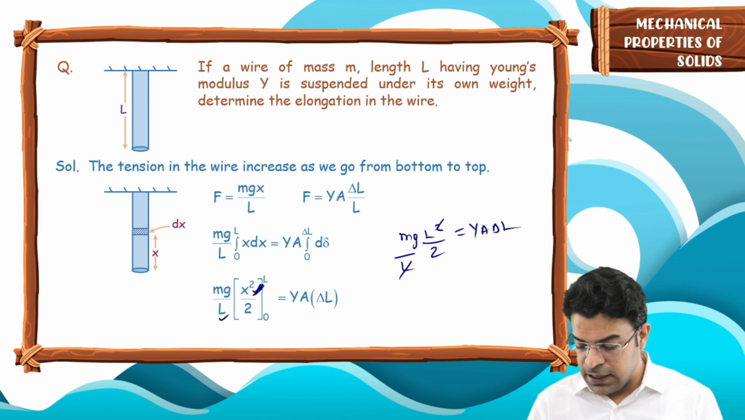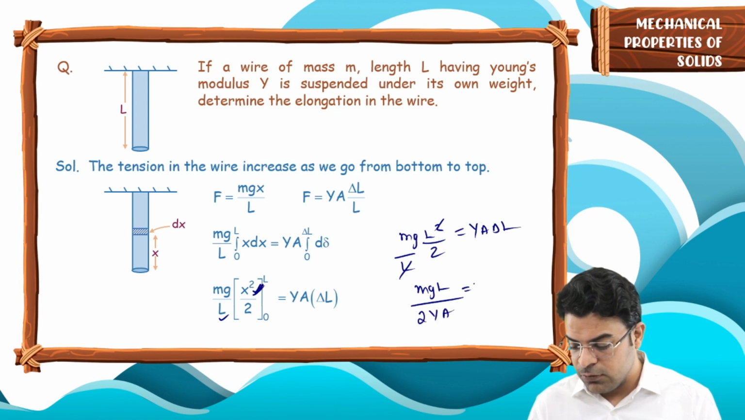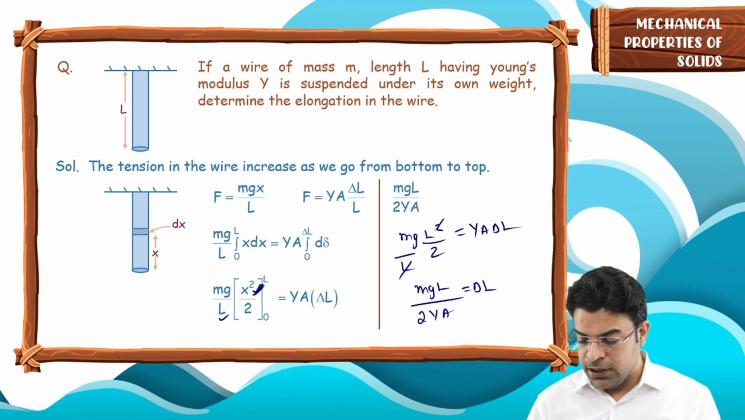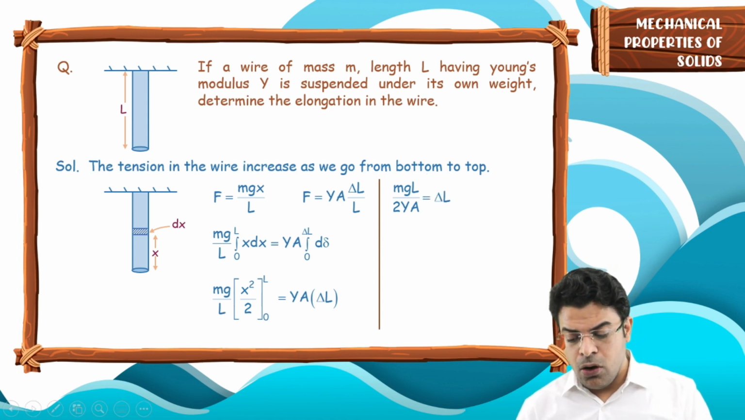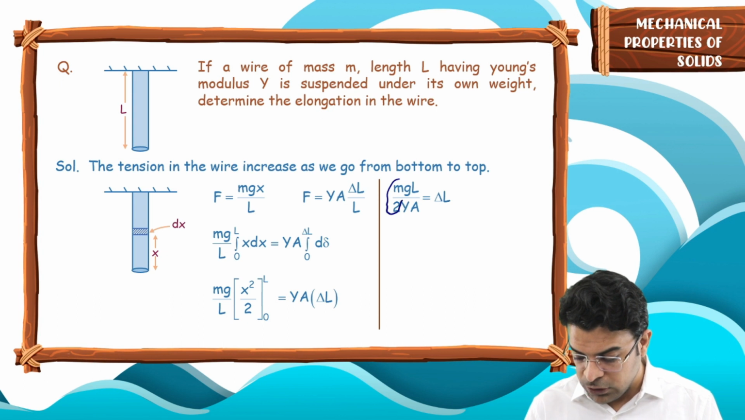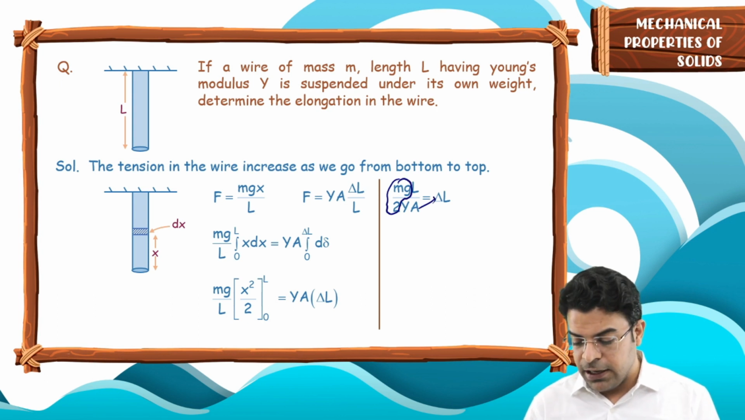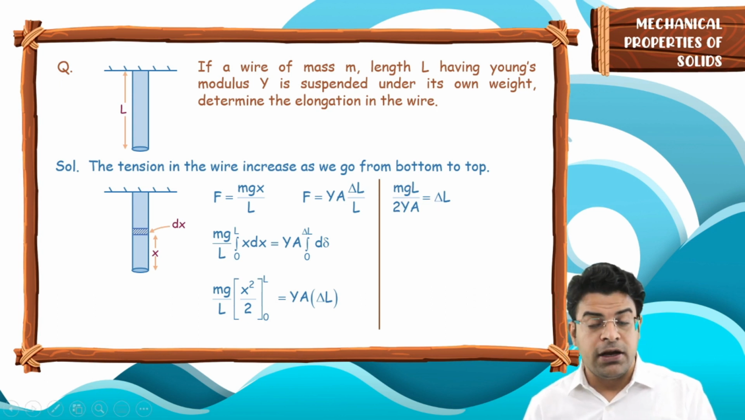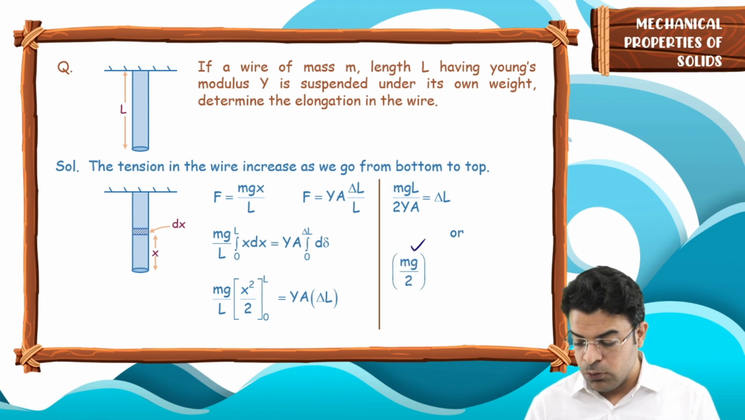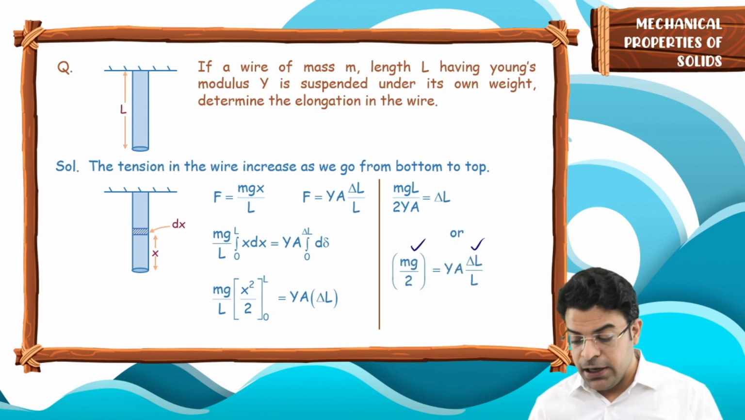So cancel out 1L with 1L. So what you get is mgL by, bring this Y A on the left hand side, 2YA equals to delta L. So you can write mgL by 2YA equals to delta L. Or you can keep the mg by 2 to the left hand side and bring this YA on the right hand side and L also on the right hand side. So you will get mg by 2 equals to YA delta L by L.